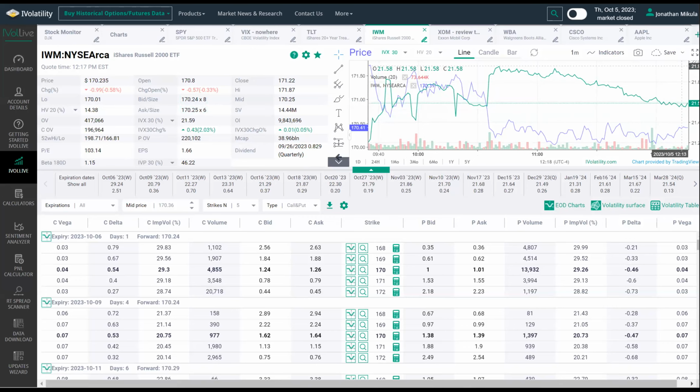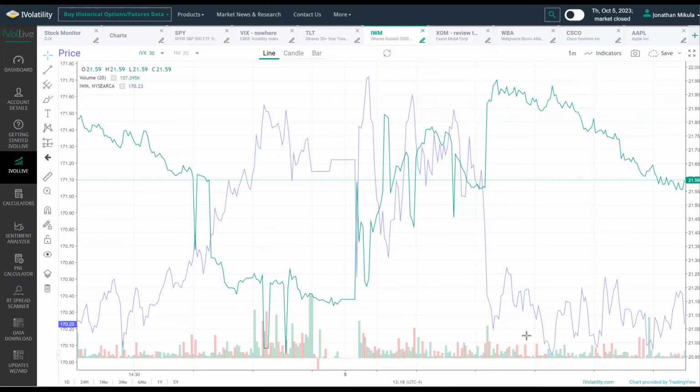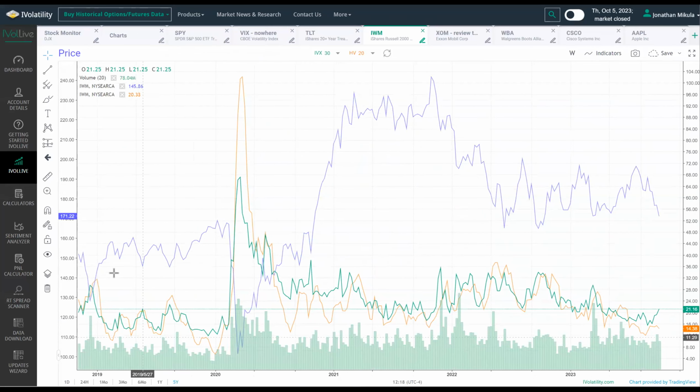Now, if we come over here to our technicals, let me expand that a little bit. In our chart, you hit those four diagonal arrows, and that expands this view. So let's go here. You'll see, by virtue of your subscription to IVolLive, you get up to 5 years of data for spot price, which is in blue.